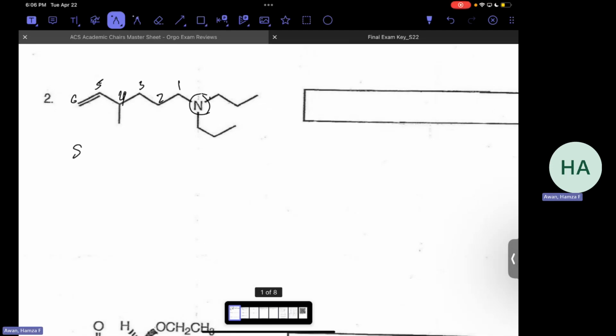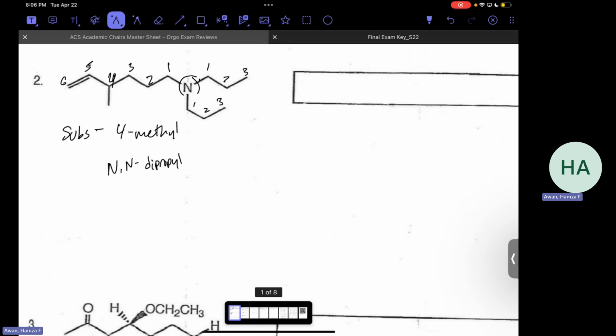Now if we look at the substituents, on 4 we have a methyl. And now we have two groups right here on the nitrogen. These groups are 1, 2, 3 carbons long, 1, 2, 3 carbons long, so they're both propyl groups. So what we would put here as the substituents is N comma N dipropyl.